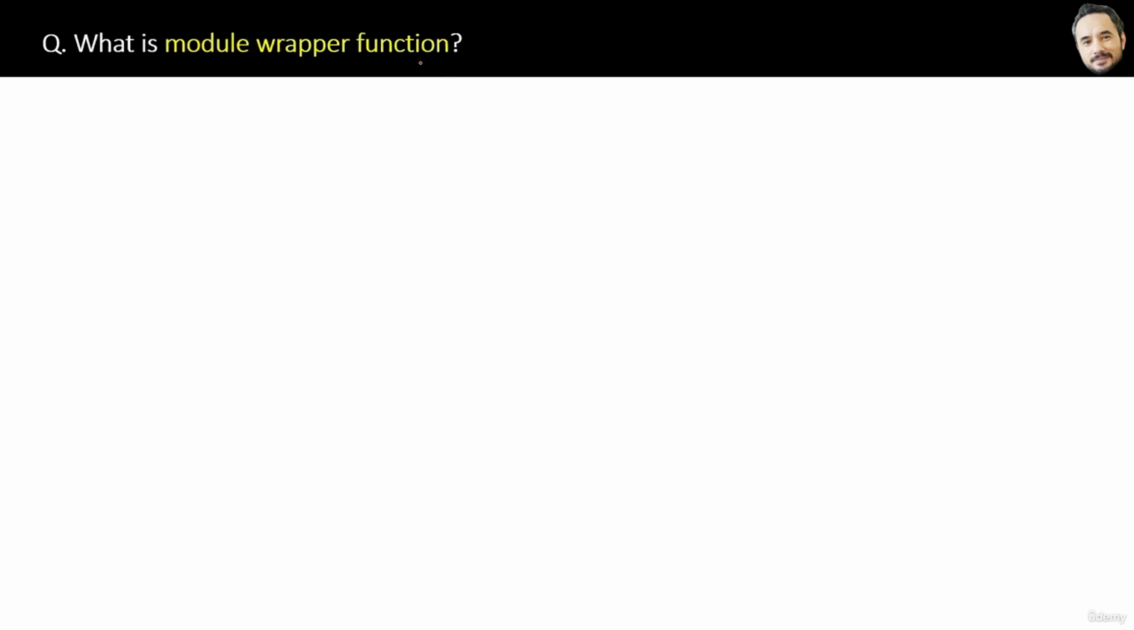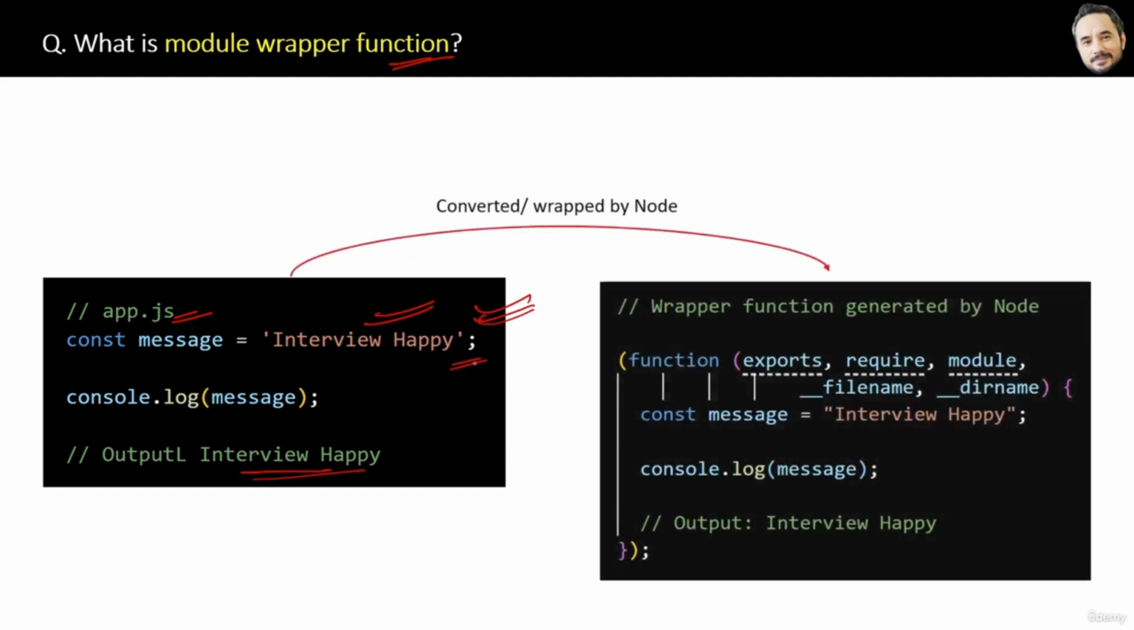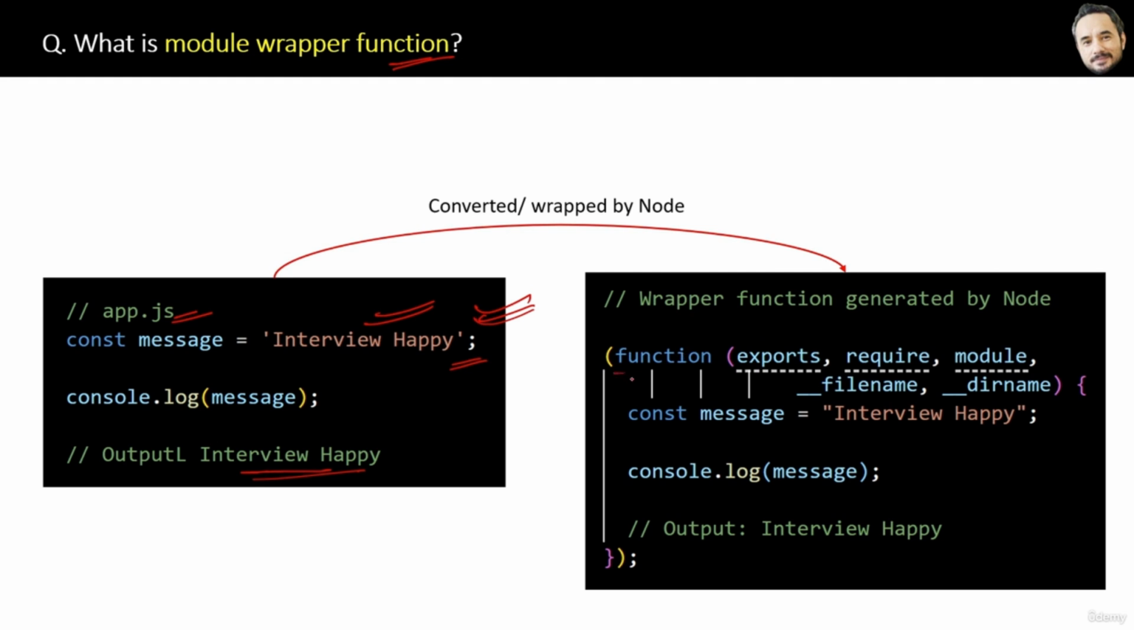What is the module wrapper function? Now, what actually happens if you create a JavaScript app.js file in your Node project like this, and you run it, then it will give you the proper output like this, right? But how? Here we do not have any function, so how is it executing without a function? Actually, internally Node will convert this code, or you can say wrap this app.js code, inside a function like this. So now you can see the same code wrapped inside the function automatically by Node. You do not have to do this, and this function will be executed finally.